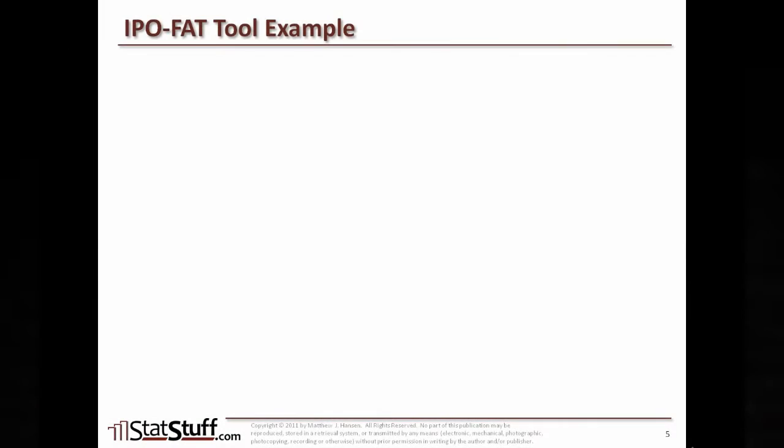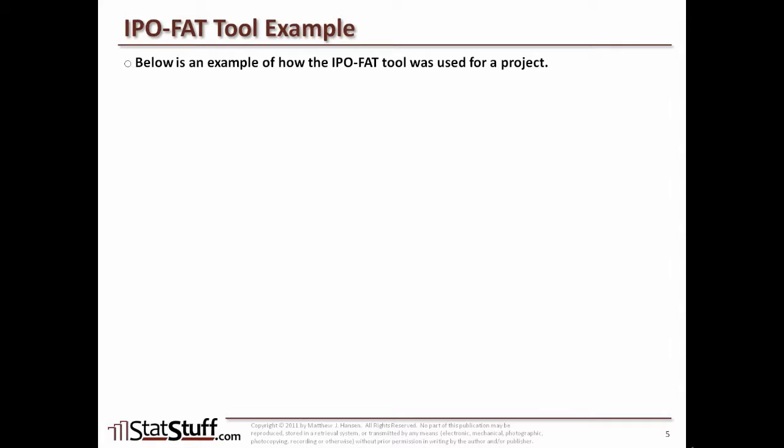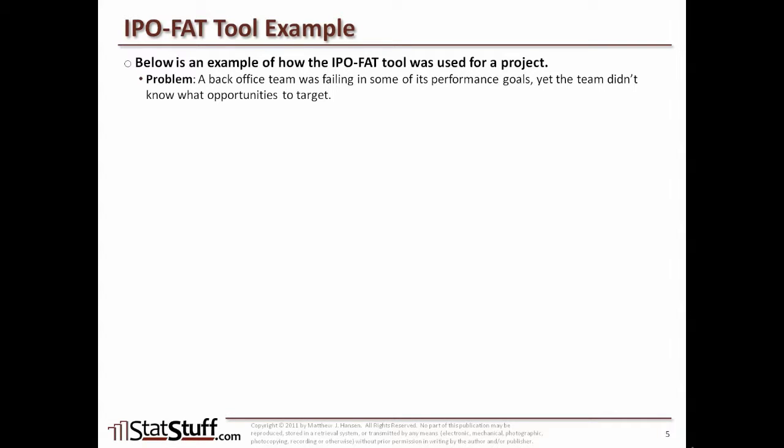Now let's walk through an example of an IPO FAT tool as used in a project. Alright, so here's how we might apply the IPO FAT tool in a real-world situation as an example. So let's say there is this particular back office team who's responsible for performing certain types of transactions handed off to them from some front office area, someone that might interact with the customer or whoever they're getting their information from. But basically this back office team, let's say they're failing in some of their performance goals and whatever those goals are and how they're being measured.